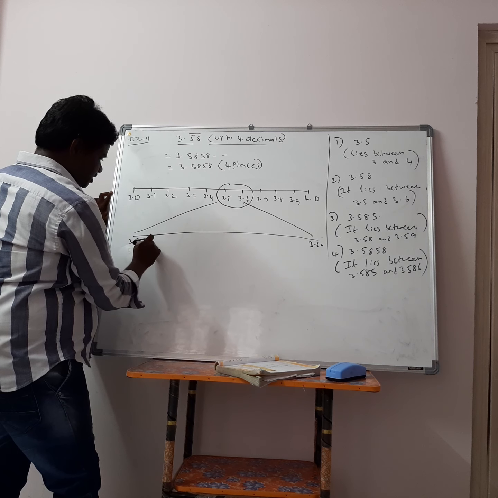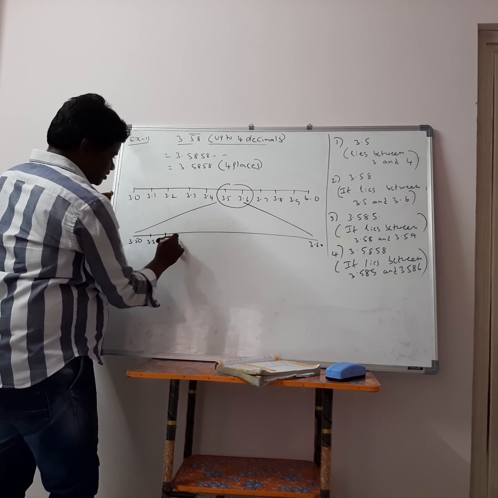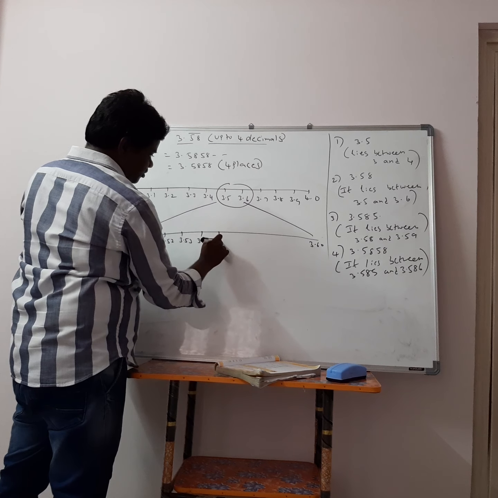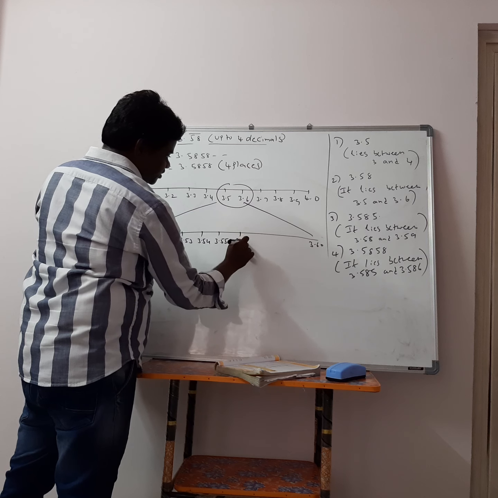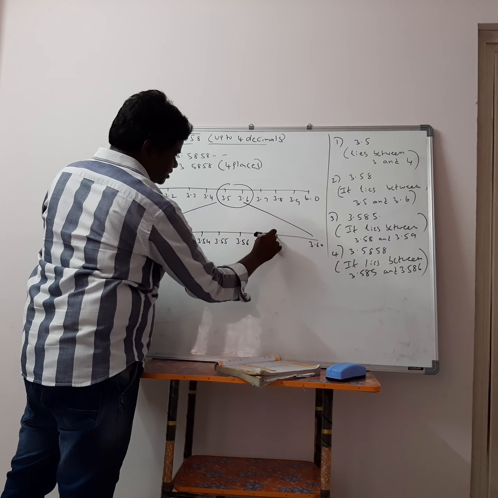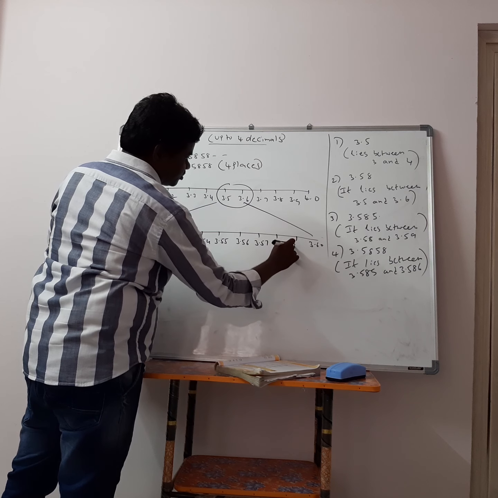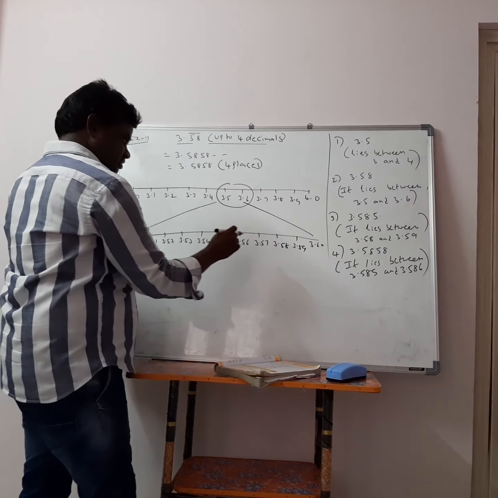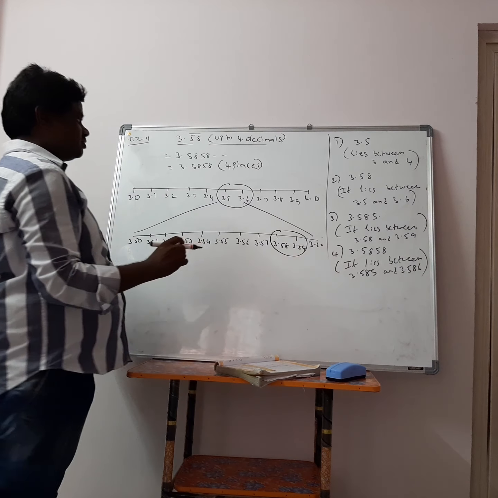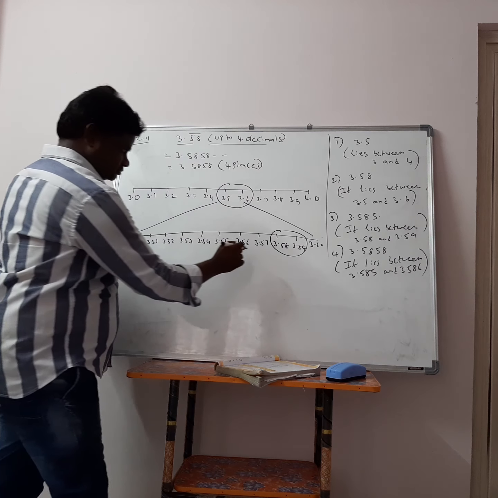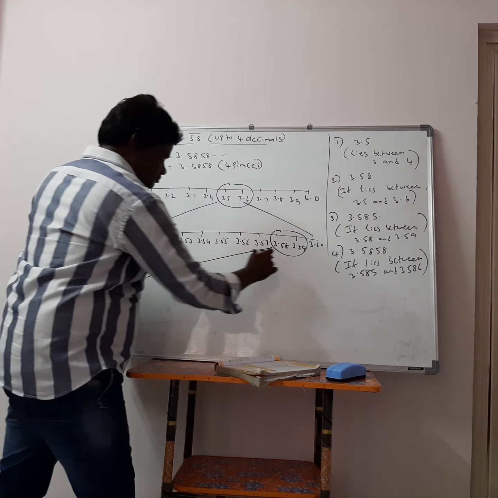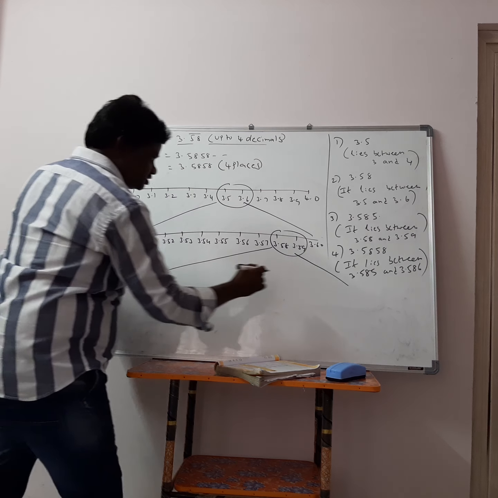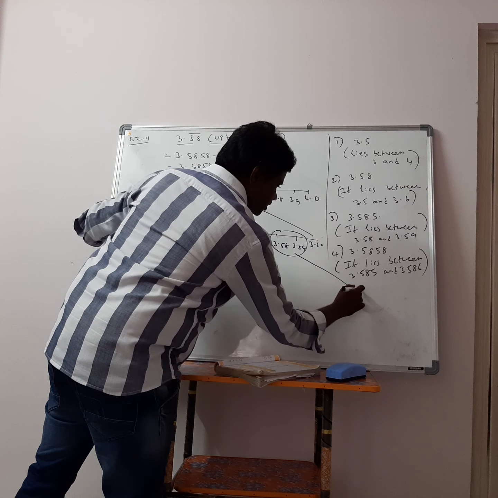3.5 means 3.50, 3.6 means 3.60. That is 3.51, 3.52, 3.53, 3.54, 3.55, 3.56, 3.57, 3.58, 3.59. So you have to take 3.58 and 3.59. At last, 3.58 means 3.580 and 3.59 means 3.590.